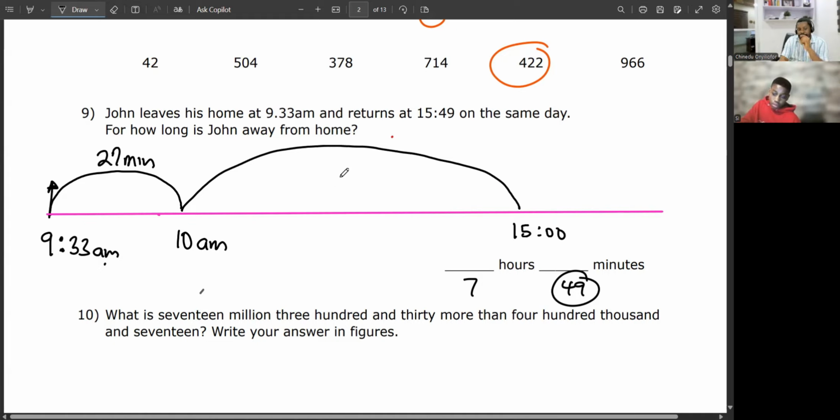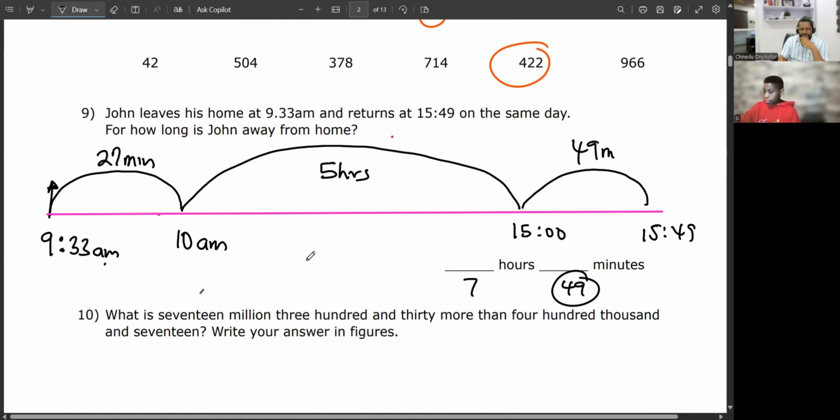From 10 in the morning to 3 o'clock in the afternoon is how many hours? 10, 11, 12, 13, 14, 15. That's 5 hours. And then from 15 o'clock to 15:49 is how many minutes? 49 minutes, right?